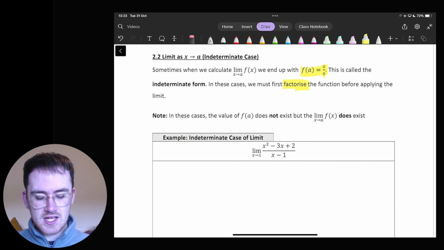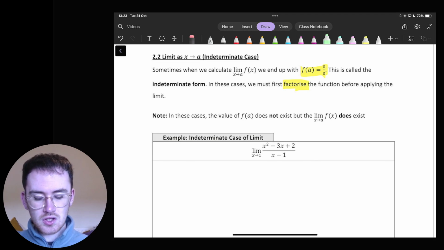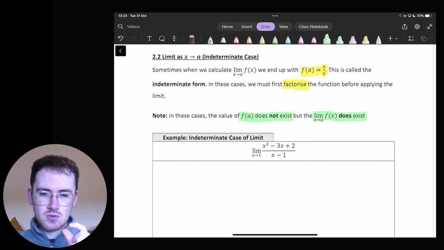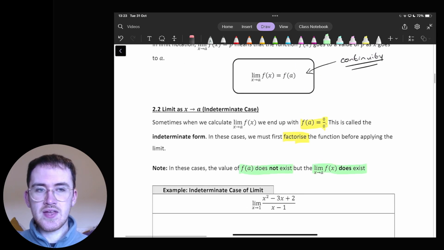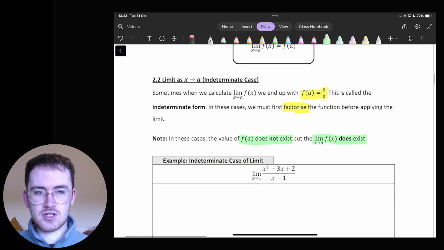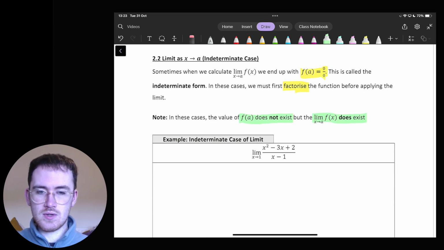And the key thing to note here is that with a function like this, where it's an indeterminate case, there is no value of f of a, but there is a limit. So the function gets closer and closer to this particular value, but the actual value of f of a doesn't exist because it's not continuous at that point. That calls back to what we were saying here. It's only continuous if the limit and the value of the function are the same for this particular input. In this indeterminate case, we won't have a value of the function, but we do have a limit.